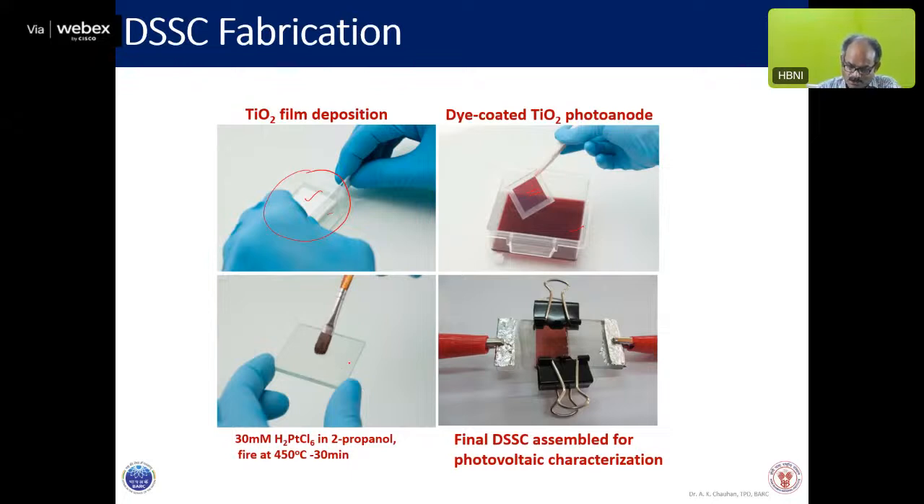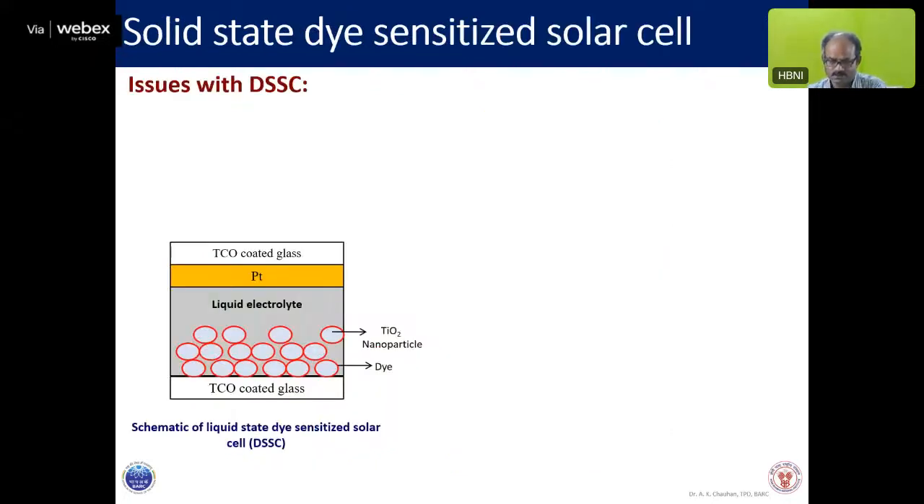Then this is the counter electrode. This is FTO coated glass. Over that, this chloroplatinic acid, you can say, we have just spread by brush and heated it. Then you bring them both together, seal it perfectly, and fill the electrolyte inside. So this was the DSSC. Now, what was the problem with the DSC?